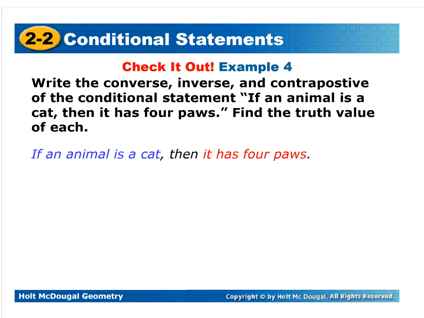So we are going to take this example here. I'm going to write the converse, the inverse, and the contrapositive. All those that I showed you, we're going to go through each one. So this is our statement here. If an animal is a cat, then it has 4 paws. Okay, and then we're going to find the truth value of each item.